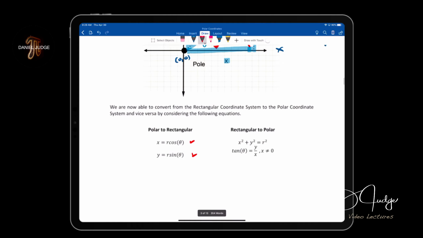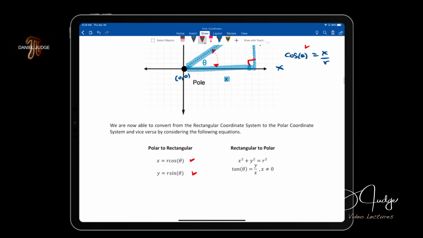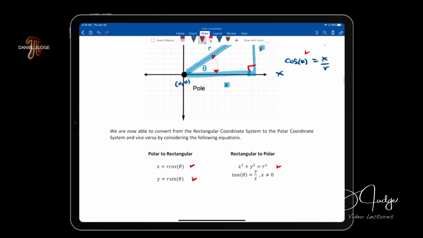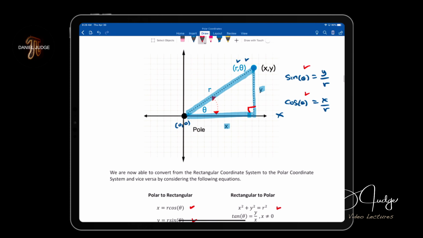But then you say, Mr. Judge, where'd they get this other formula here, x squared plus y squared equals r squared? Well, because you have a right triangle. Here's x, here's y, here's r, here's your 90-degree angle, and by Pythagorean theorem, you get x squared plus y squared is r squared.